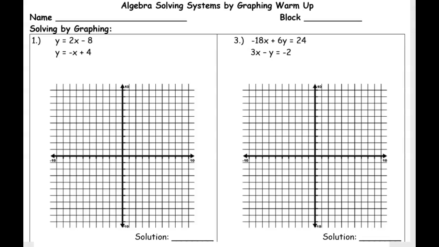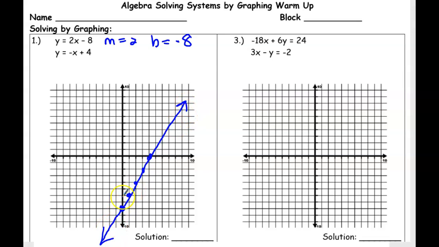But the first two lines are in slope-intercept form. So for the first one, my slope is 2, my y-intercept is -8. So to graph it, I start at -8, and my slope is 2. So I'm going to go up 2 and over 1, and there's my line.